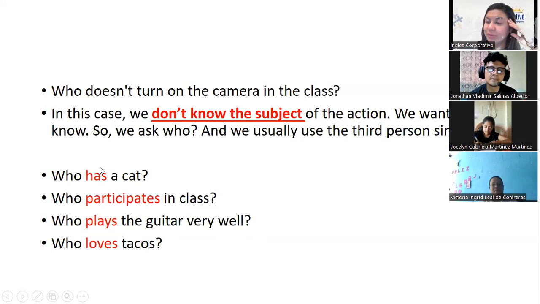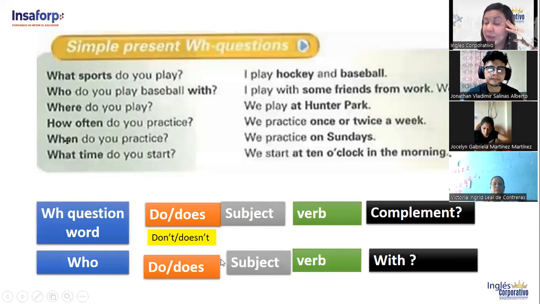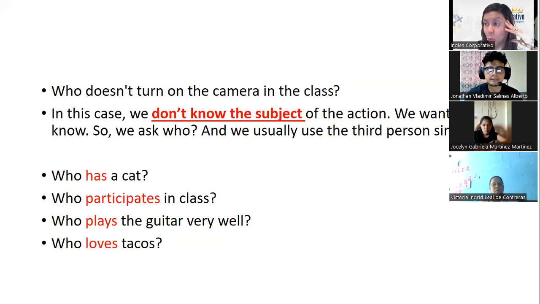Entonces, ¿sí entendemos cuándo vamos a utilizar esta estructura? Cuando utilizamos who para saber quién hace la acción. No sabemos quién, pero queremos saber. Entonces, vamos a utilizar la tercera persona. Usualmente, pero si eso es en plural, nosotros queremos saber quién es. Y ya sabemos que son más de una persona, entonces sí vamos a utilizar el plural, ¿verdad? Who have a cat? O who participate in class. Pero usualmente es la tercera persona singular. No usamos el auxiliar, solamente de una sola vez al verbo. ¿Verdad? Cambia un poquito la estructura, pero es en ese caso especial de who.